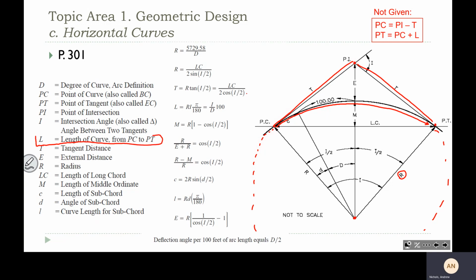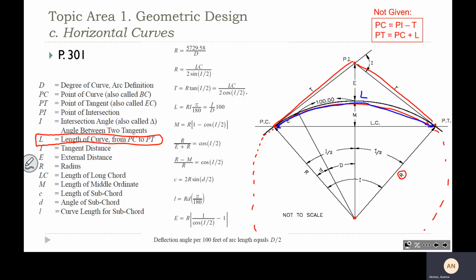this is maybe the most important, or one of the most important features, the length of the curve itself from PC to PT. How do you think that's measured in this diagram? The arc length of I. So yes, it's the arc length. From PC to PT, this is what the vehicle drives. That's the length that we're interested in.